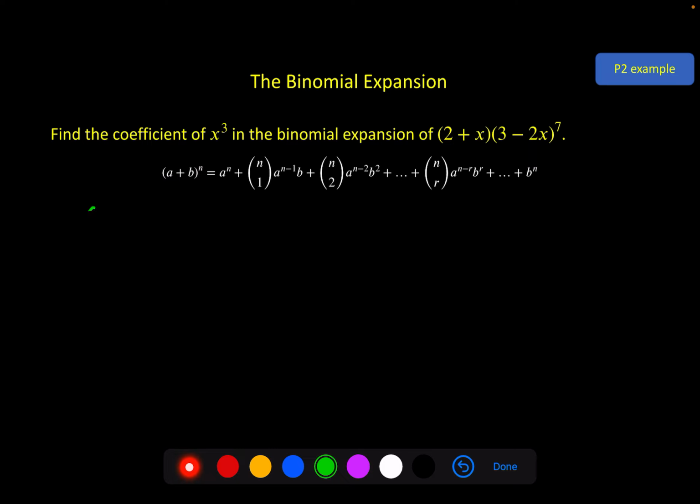So for 3 minus 2x to the power 7, if we apply the binomial theorem, that is 3 to the 7 plus 7 choose 1, which is 7, times 3 to the 6 times minus 2x plus 7 choose 2, onto the calculator, 21 times 3 to the 5 times minus 2x squared.